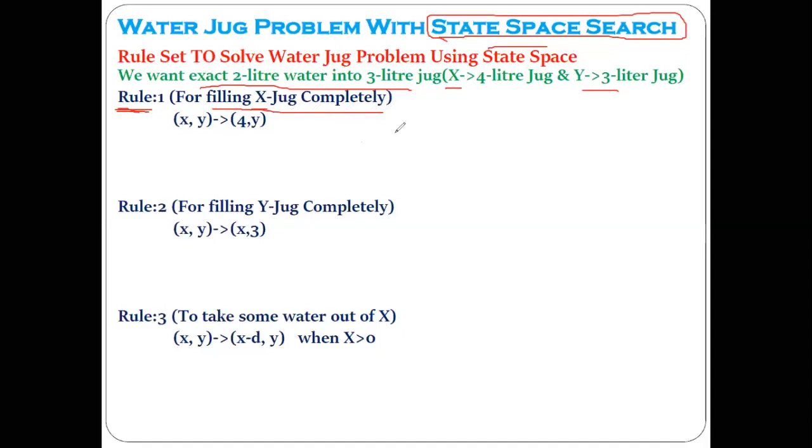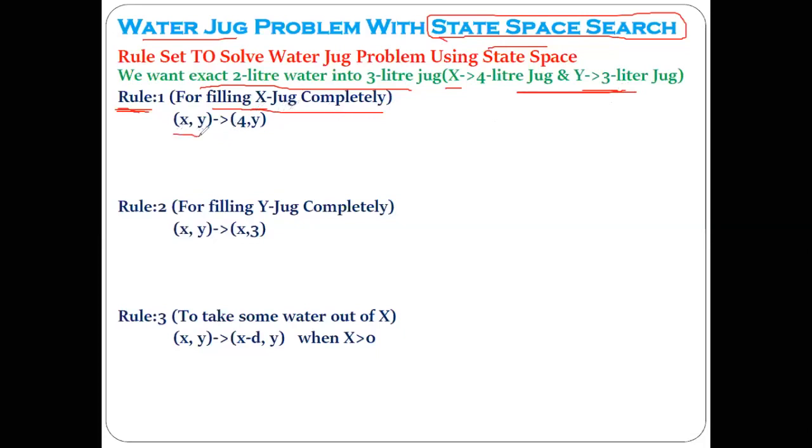You want to fill the X jug completely. Now, these rules we are discussing use this given specification: one jug of 4 liter capacity, another jug of 3 liter capacity. Only this parameter will change if another example or problem related to the water jug is asked. Now, suppose you want to fill the X jug completely.